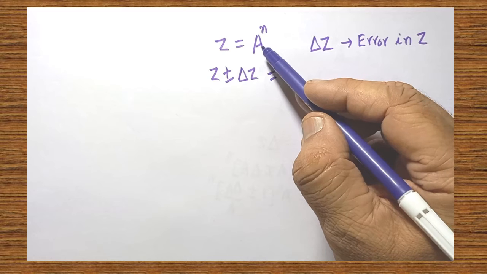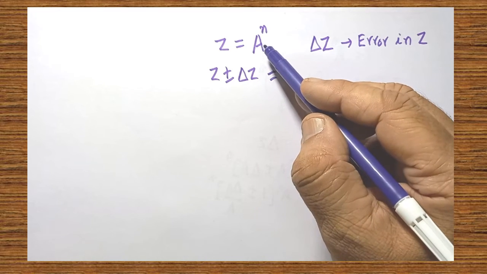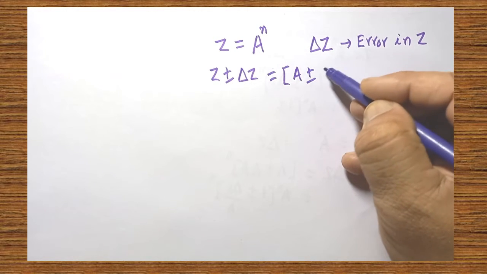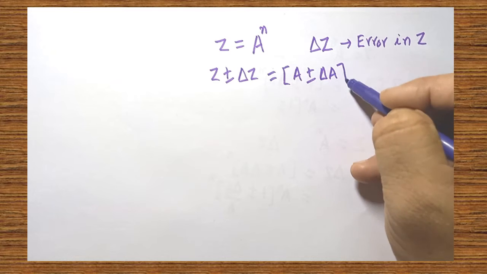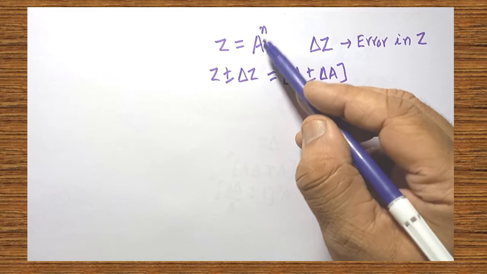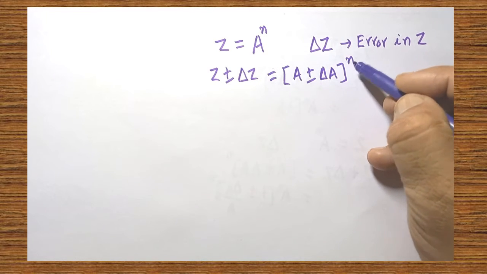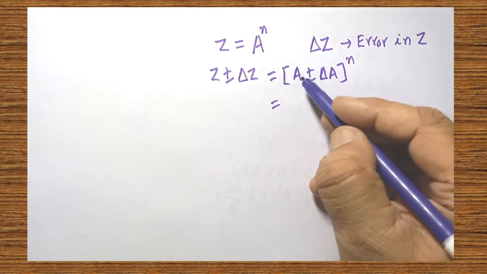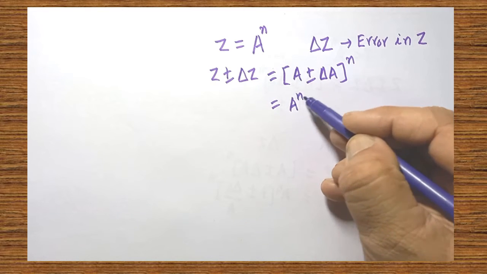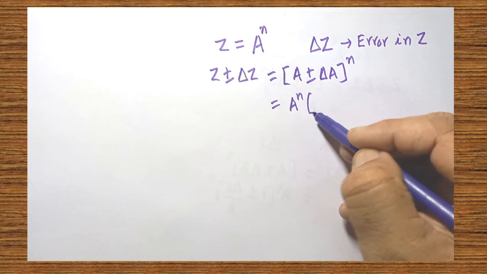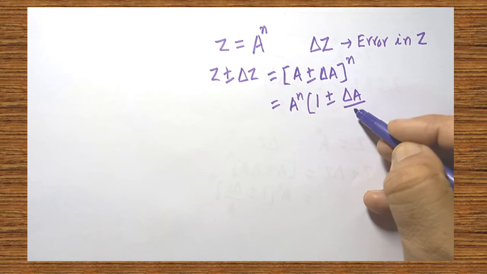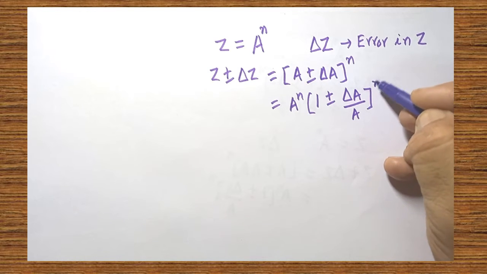So here we have taken the power of a. We are going to calculate the power of a. Therefore, the measured value of a can be written as a plus or minus del a. This is called the measured value of a. We are going to calculate the power of a, therefore n must be written. The next step, a can be taken out. Here, a power of n, along with this n, must be written. So what is the remaining factor? 1 plus or minus del a divided by a, and then power of n can be written.